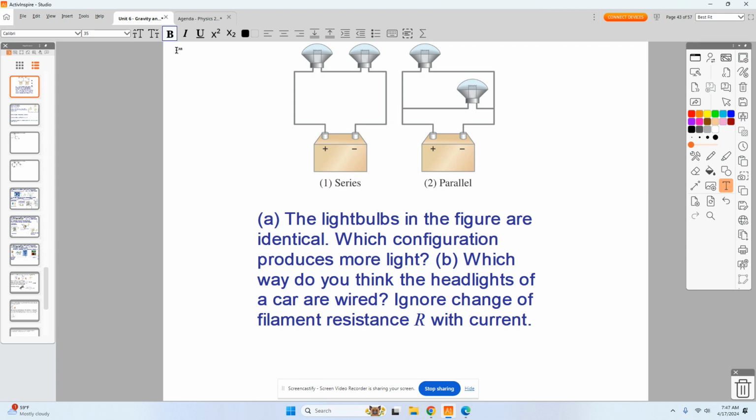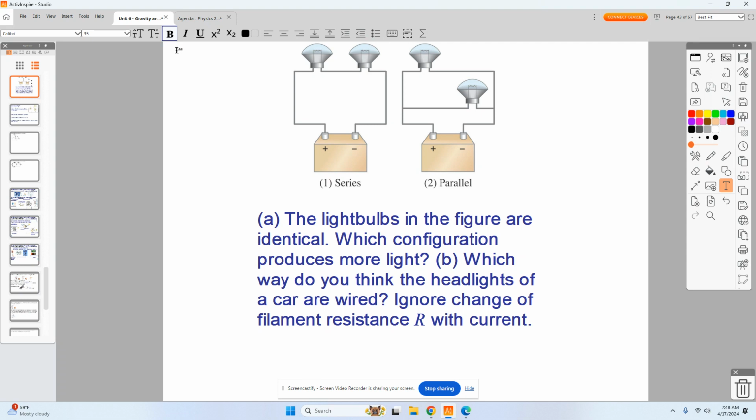Oh, thank you. Yeah, thank you. Oh, I won't even say the name. You can figure out who it is. All right, go. We said parallel. Parallel. The current through each of the bulbs is... The potential difference across each of the bulbs is 100 volts.